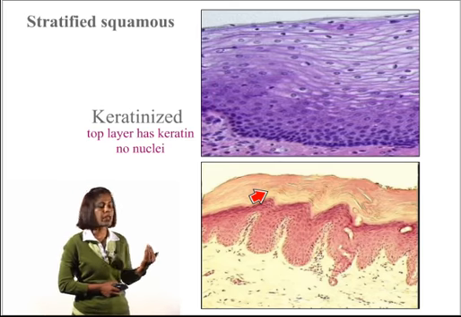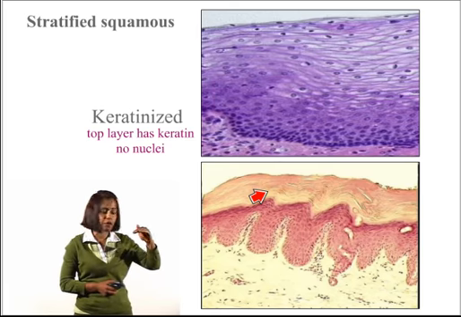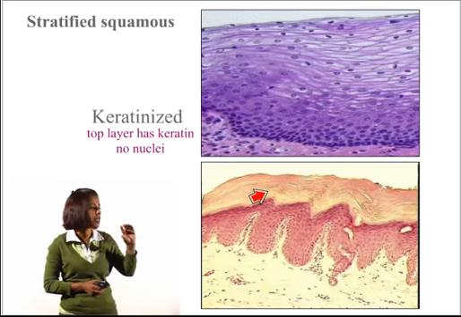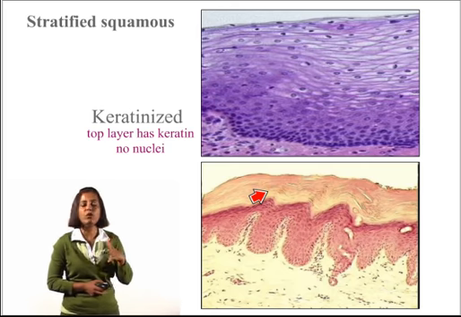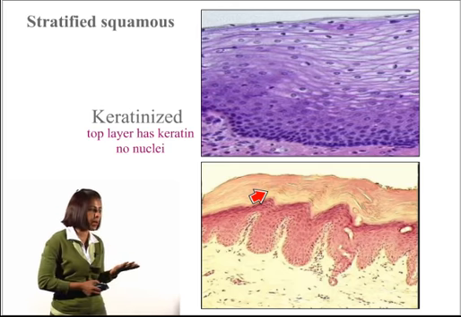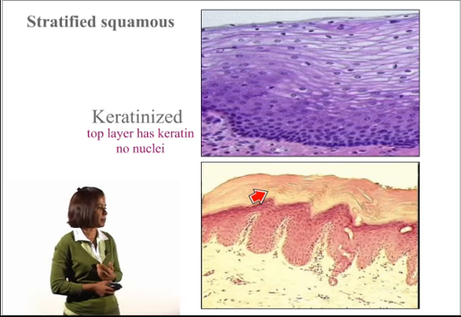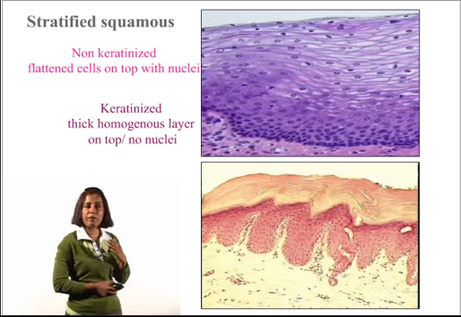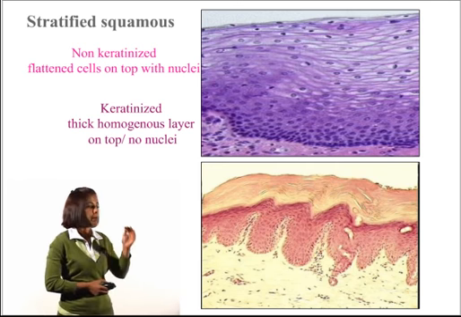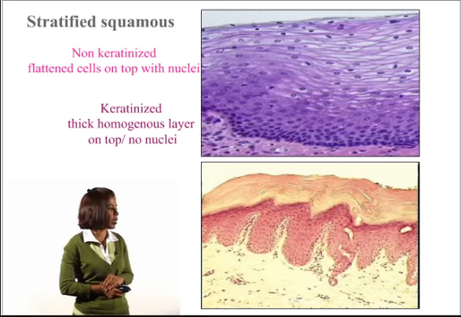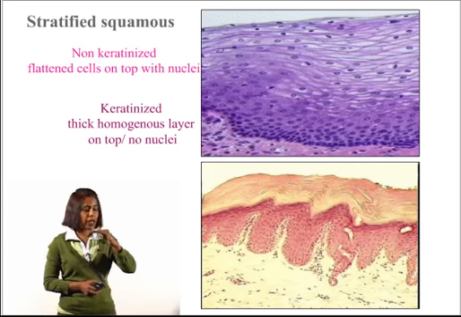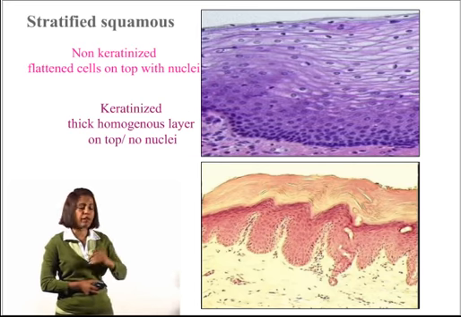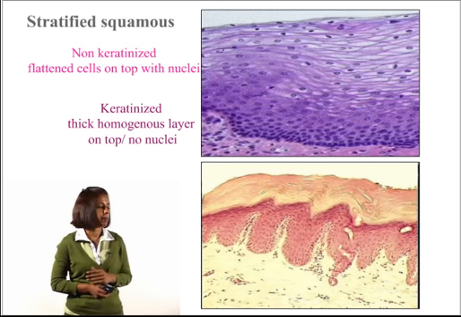In keratinized epithelium, on top of the layer of cells where you see the nuclei, you will see a layer where you do not have any nuclei, and that area is keratin, and it has what is known as a homogeneous color. It may be pink, purple, it depends on the stain. So again, to recapitulate, in non-keratinized epithelium, you see flattened cells on the top, it's multi-layered, and you can see the nuclei. In keratinized, you have a thick layer. It may be thin when you have thin skin, but that layer is homogeneous. You do not see any nuclei.